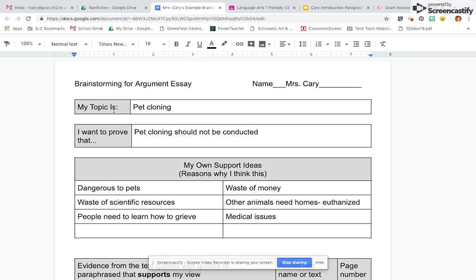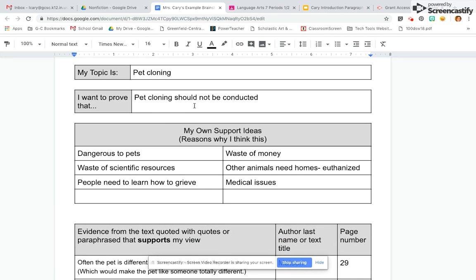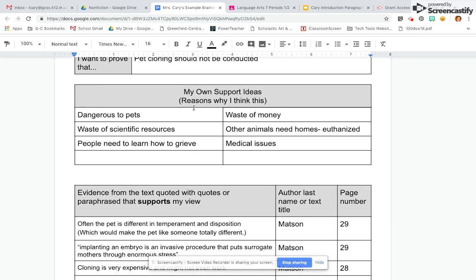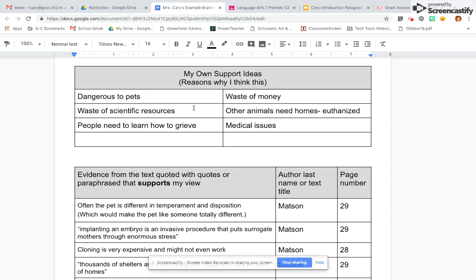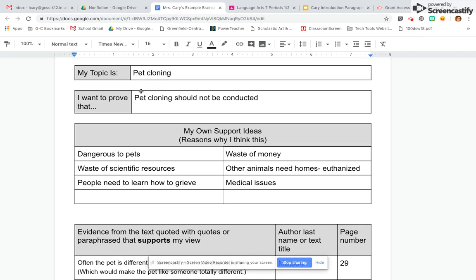So we wrote down our topic. For my example topic, I'm doing mine on pet cloning. And then we wrote down what we wanted to prove. So I want to prove that pet cloning should not be conducted. And then before we looked at the articles, we tried to come up with our own reasons of why it should not be conducted, or whatever you put for what you want to prove in your topic.